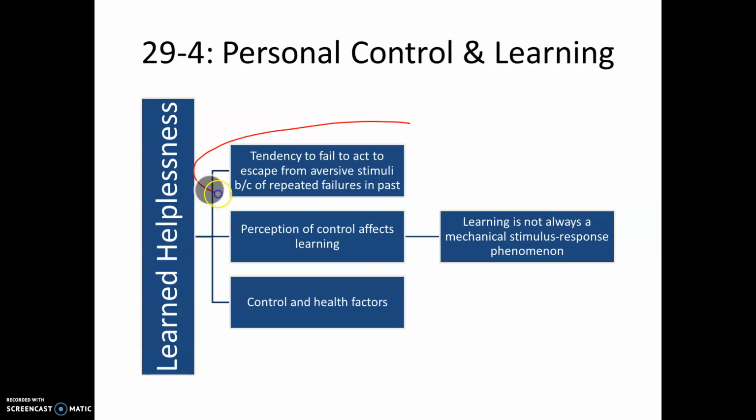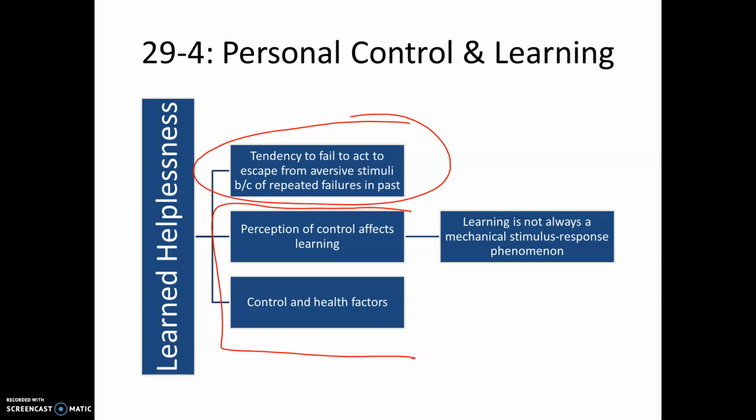So here's a definition you would see in a textbook, right? The tendency to fail to act to escape from aversive stimuli. Stimuli is plural because of repeated failures in the past. So what's important about this study is that obviously perception and control affects learning.